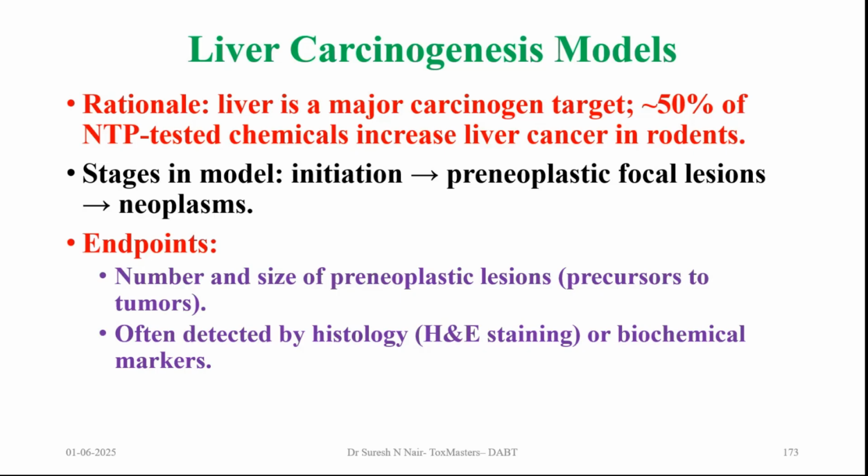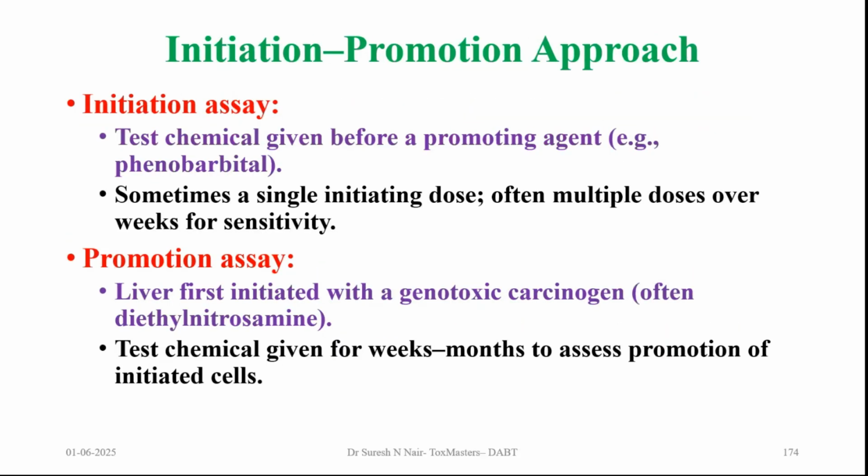Okay, the number and size of the pre-neoplastic cells can be confirmed by H&E staining, or biochemical markers can also be used. Then the initiation promotion approach for this particular test involves the test agent given before a promoting agent like phenobarbital. Phenobarbital is capable of inducing the conversion of the procarcinogen to carcinogen. So generally it is given as a single dose. Sometimes if required, multiple doses will be given, once it is confirmed non-toxic with the single dose.